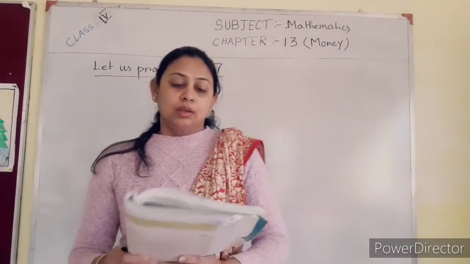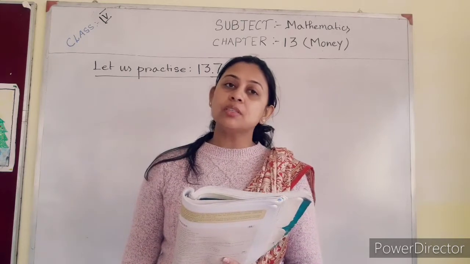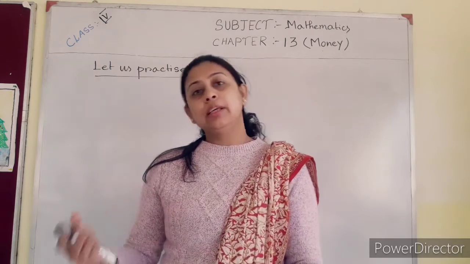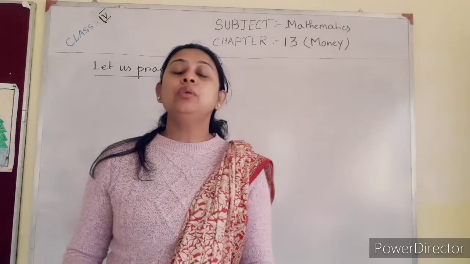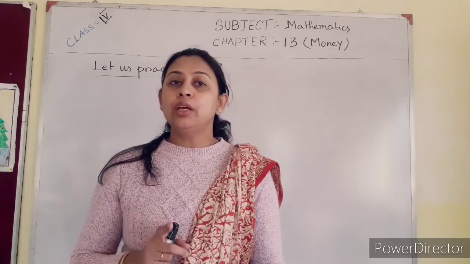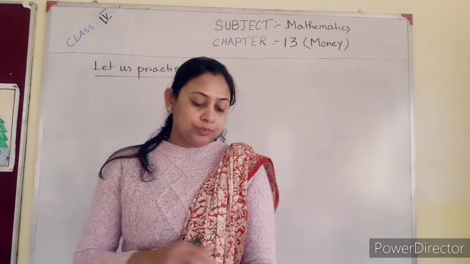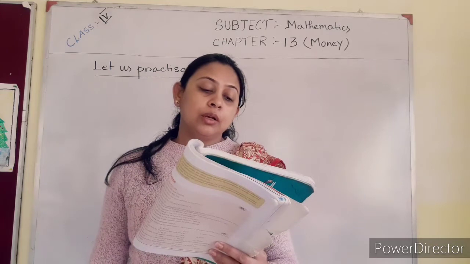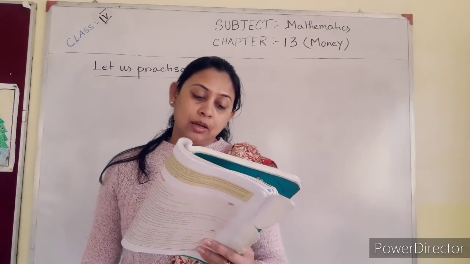Student, in this video I am going to start with practice 13.7. The chapter name is money. Already you have learned about money by estimating length, capacity and weight. Here you have to do estimating money, rounding to the nearest rupee. Everyone knows how to solve rounding to the nearest 10, 100, 1000, 10,000, etc. According to your question, you have to round to the nearest rupee, 10 rupees, 100 rupees, etc.